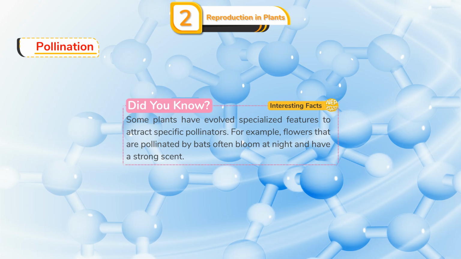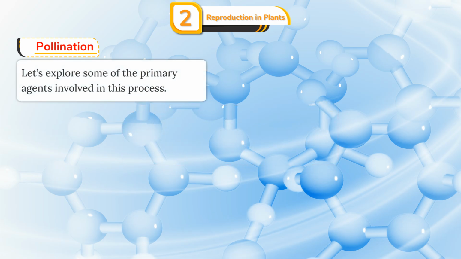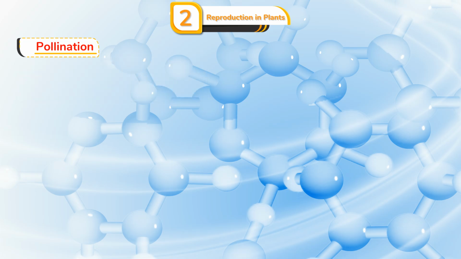Did you know? Some plants have evolved specialized features to attract specific pollinators. For example, flowers that are pollinated by bats often bloom at night and have a strong scent. Let's explore some of the primary agents involved in this process.